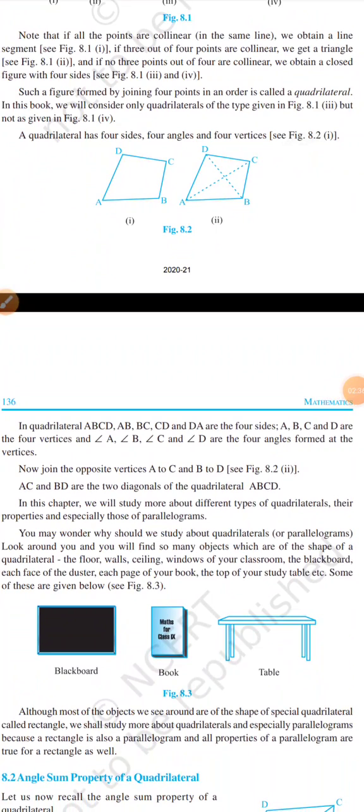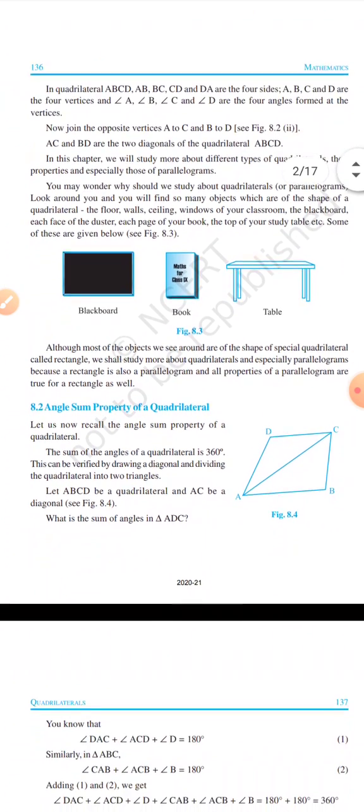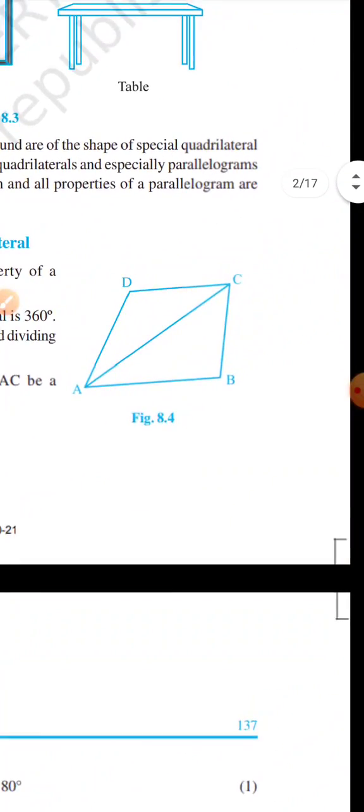Now you are well aware that a quadrilateral has four sides, four angles, four vertices and two diagonals. We also know that in day-to-day life we encounter many kinds of quadrilaterals, basically two or three types, that is, square and rectangle. So let's next talk about angles and the property of a quadrilateral. In previous classes you have studied that the sum of interior angles of any quadrilateral is 360 degrees. Now we'll try to prove this.